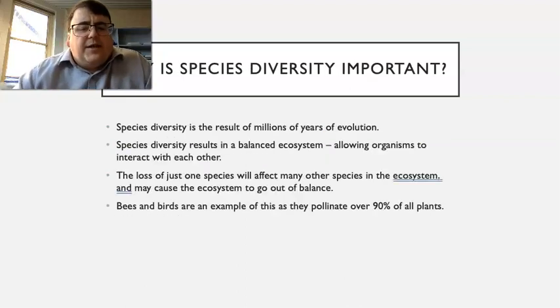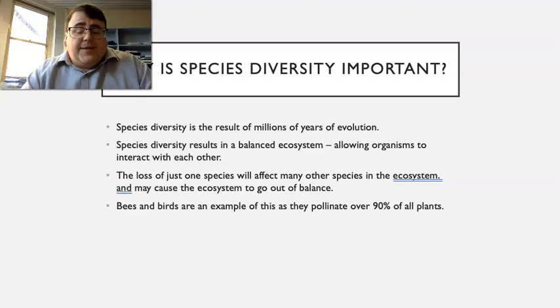Why is species diversity important? Well, species diversity is the result of millions of years of evolution. When we have species diversity, it gives us a balanced ecosystem. It allows organisms to interact with each other and survive if there's changes. The loss of just one species can affect many other species in the ecosystem. The more species there are, the less chance that's going to have a large impact on the entire ecosystem.